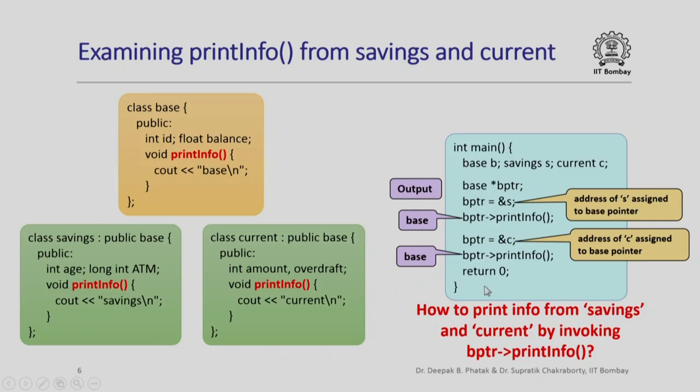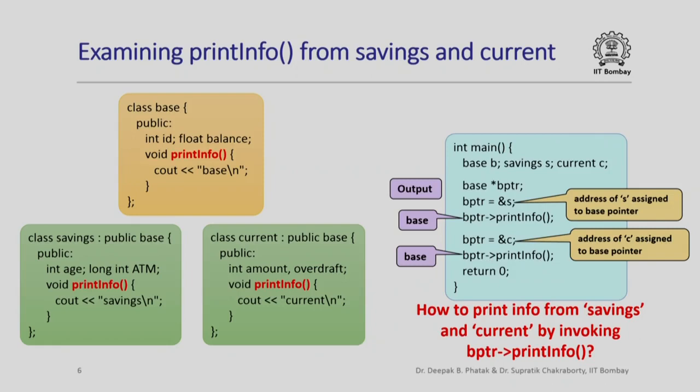So, the question is, how do I print info from the savings and the current classes at these two statements? By invoking BPTR printinfo over here, and again by invoking BPTR printinfo over here. So, you might ask, why do I want to do this? Well, when I am writing a program, maybe I do not know a priori whether BPTR is going to be assigned the address of S or whether BPTR is going to be assigned the address of C. Maybe there is an if condition here, and if that condition is satisfied, then I am going to assign BPTR to the address of S, otherwise I am going to assign BPTR to the address of C. But regardless of which assignment happens, I want to print info, I want to call BPTR arrow printinfo.